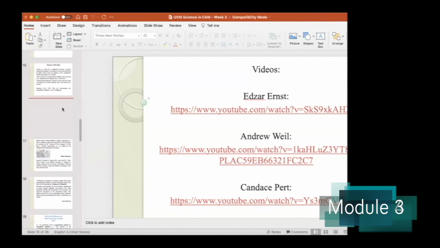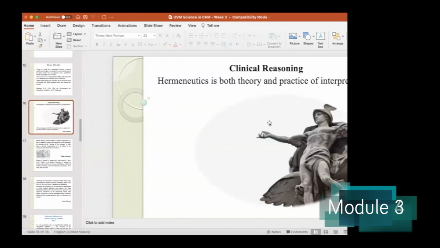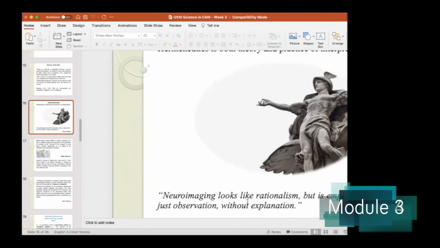The first thing is this slide here, clinical reasoning. Hermeneutics is both theory and practice of interpretation. And then there is a quote here, and the quote has to do with neuroimaging: it looks like rationalism, but is empiricism, just observation without explanation. This goes back to what we said about those nine parameters, the Bradford Hill nine rules, which is exactly the correct way to interpret complementary medicine.